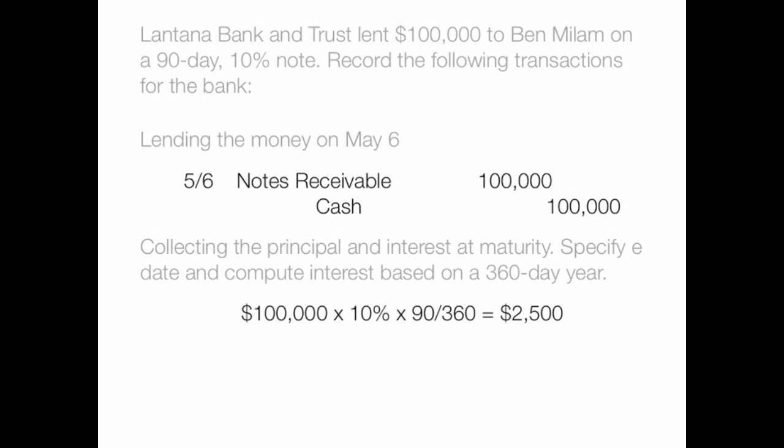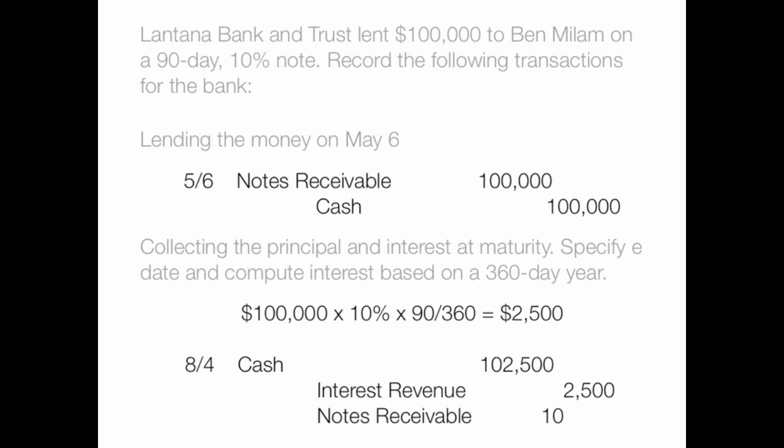So to record this, we're actually going to get cash of the $100,000 principal plus our interest of $2,500. So cash received on August the 4th will be $102,500. We earned interest revenue of $2,500, and we're no longer owed that $100,000 in notes receivable, so we have to take those off the books with a credit to notes receivable for $100,000.